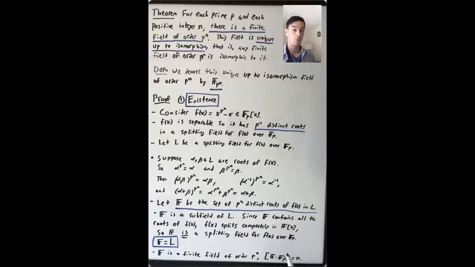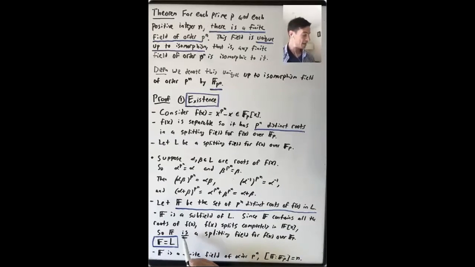So what is L? It's a splitting field for f of x over Fp. Part of the definition of a splitting field is that there is no proper subfield of this splitting field that contains your base field Fp. In no proper subfield does this polynomial already split completely. So what does that say? That's saying that F can't be a proper subfield of L because that would contradict L being a splitting field.